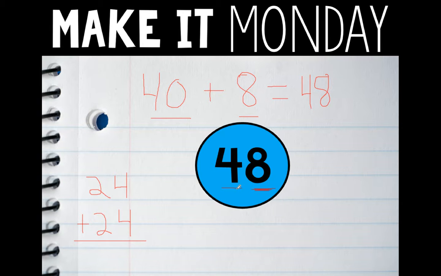That means I can split this into equal groups. I can split this into half. So if I split it in half, I get 24 and 24. And I know if I add 4 plus 4 here, that will be 8. And 2 plus 2 here, that would be 4. So 24 plus 24 is 48.